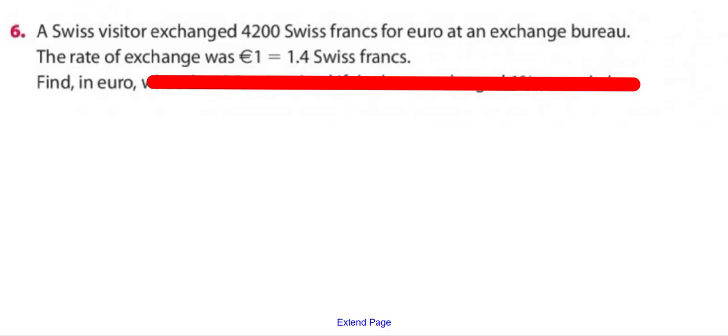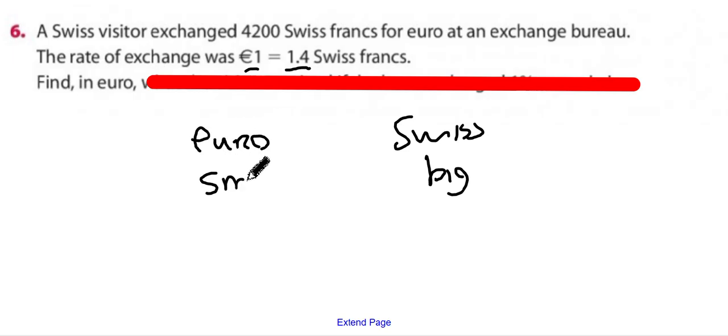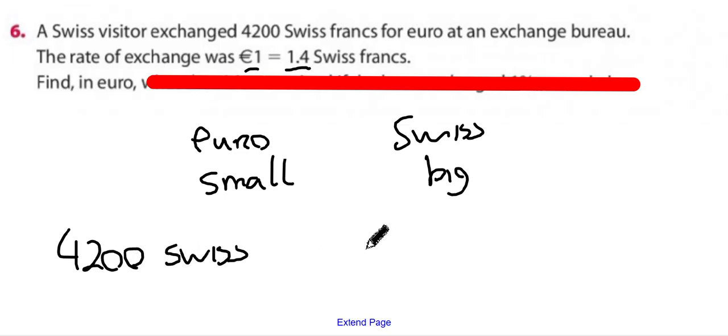A Swiss visitor changed Swiss francs for euro in an exchange bureau. The exchange rate was €1 is to 1.4 Swiss. Swiss is the big number because 1.4 is bigger than 1. Euro is the small number. So you have 4,200 Swiss. Are you expecting bigger or smaller when you turn it into euro?